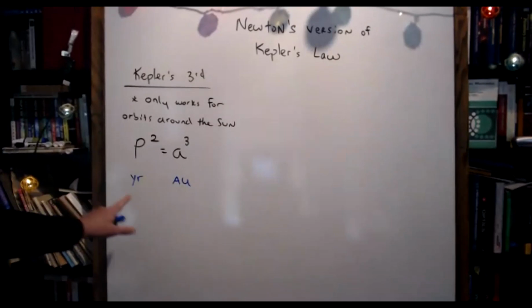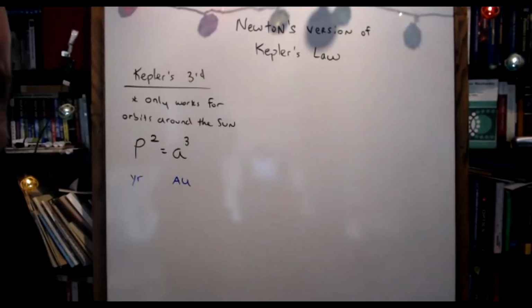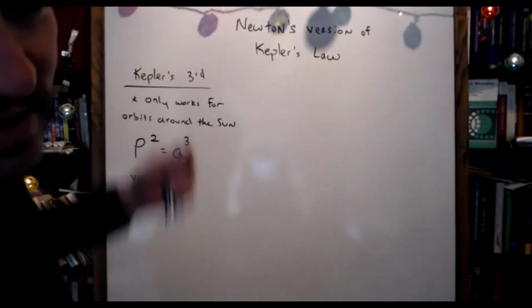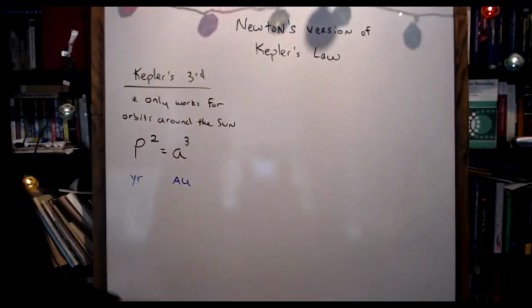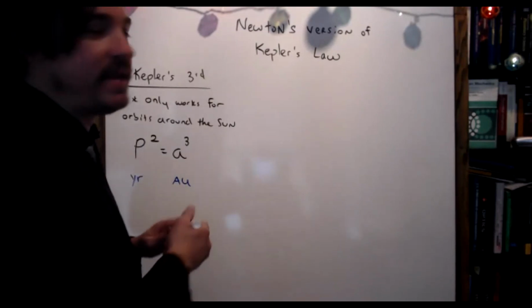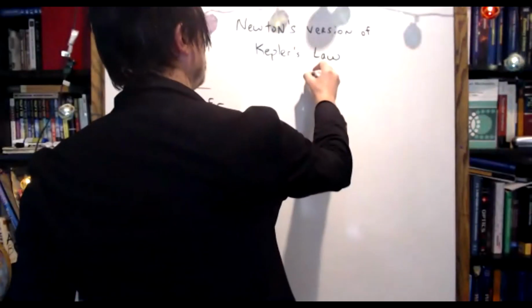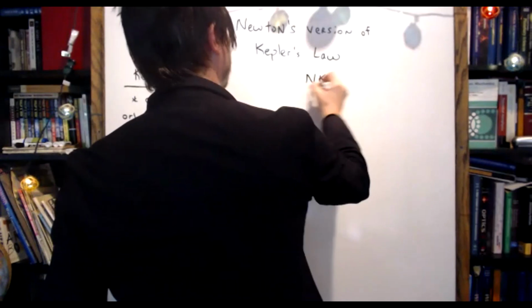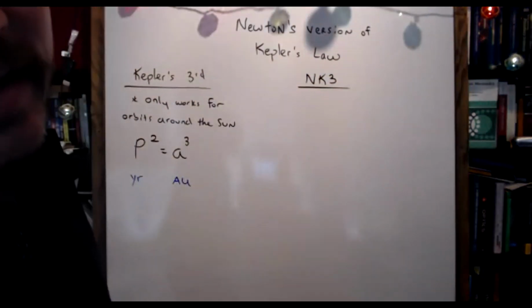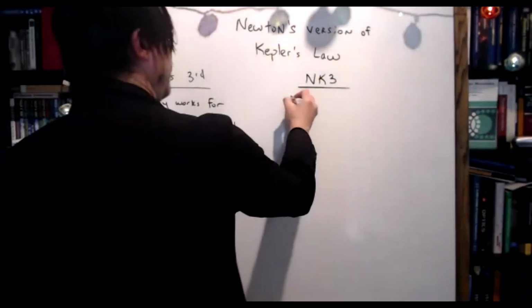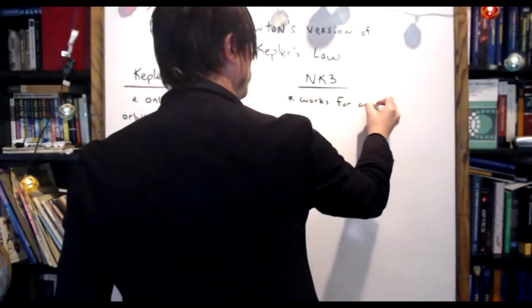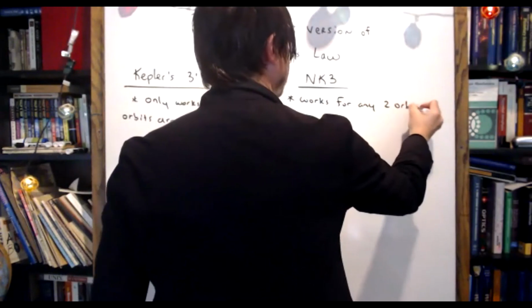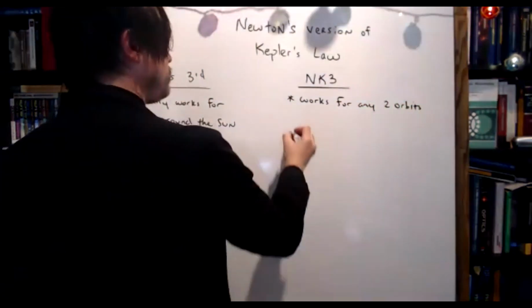Okay. All right. So the period is measured in years. The distance is measured in astronomical units. That's Kepler's third law. Then there's the Newtonian version, which accounts for gravity, and that works with any planetary orbits. As you will remember, I like to call this version NK3. And this kind of works for any two orbits.